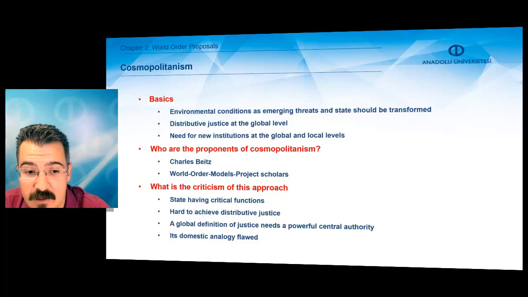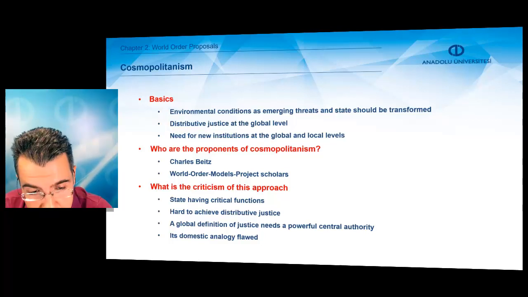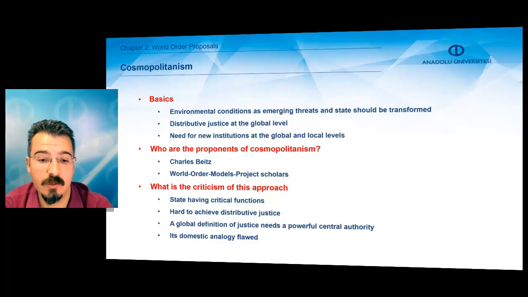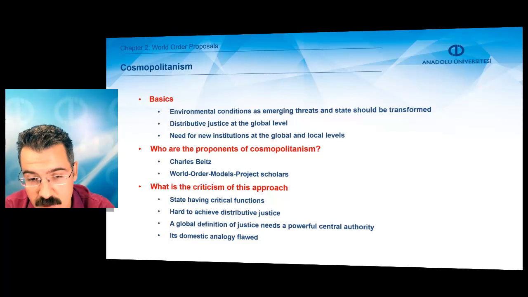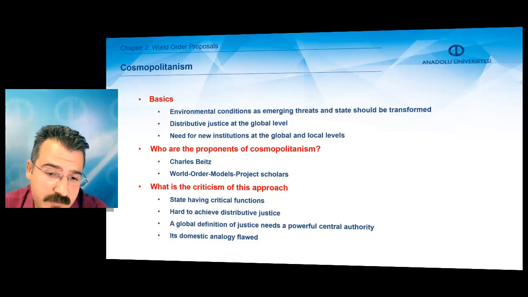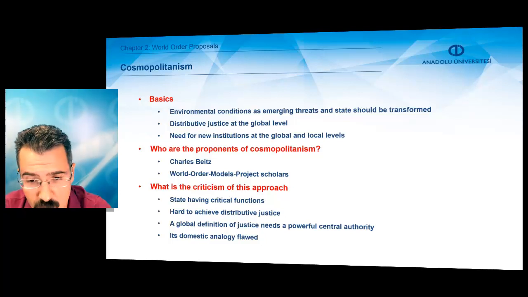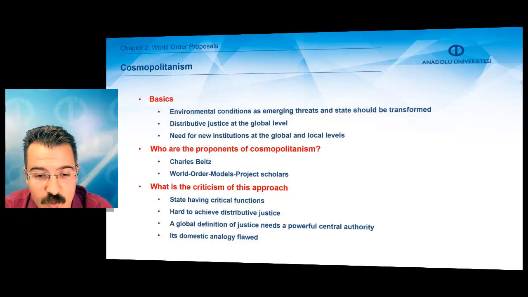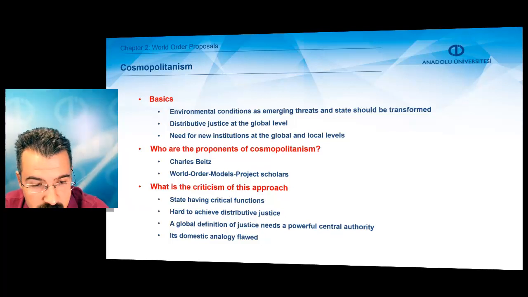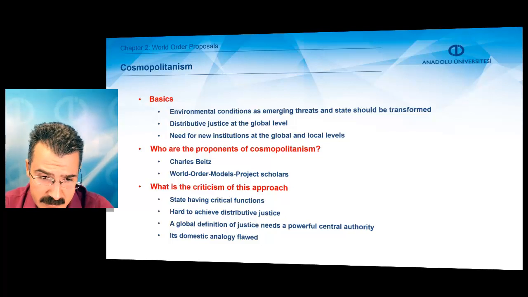Charles Beitz is the most important figure of cosmopolitanism, and there is also another group of scholars called the World Order Models Project scholars. They also advocate cosmopolitanism as a significant approach which can create world order. What are the criticisms of this approach?